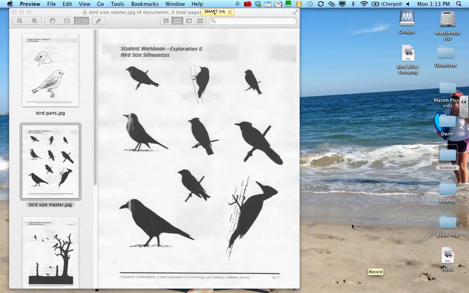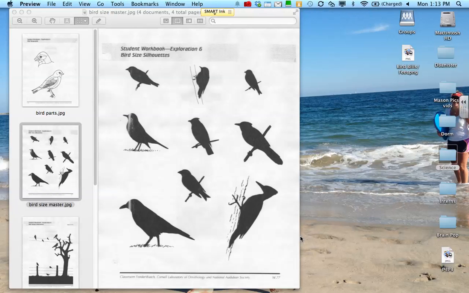Okay, welcome to an introduction on bird parts, bird size, and bird shape. This tutorial will serve as an introduction to bird identification and being able to identify birds out in the field. We'll practice by identifying birds' pictures in class and for homework.